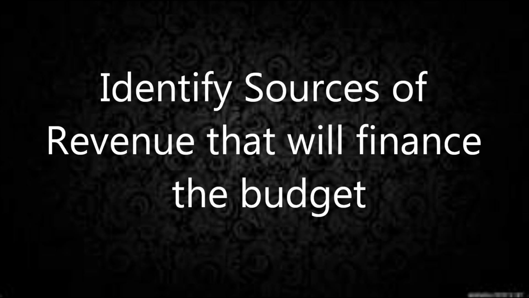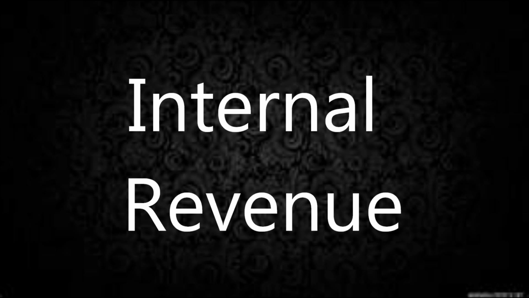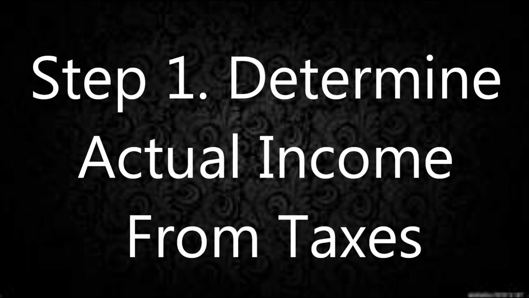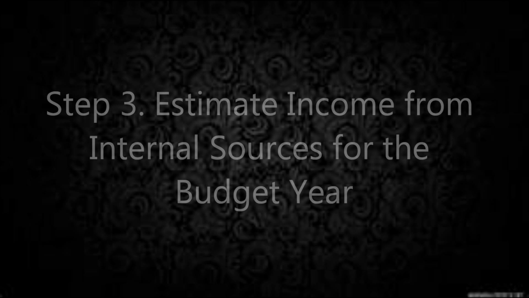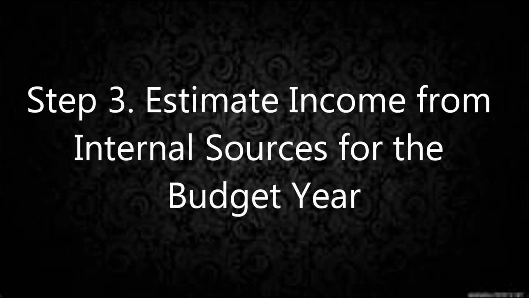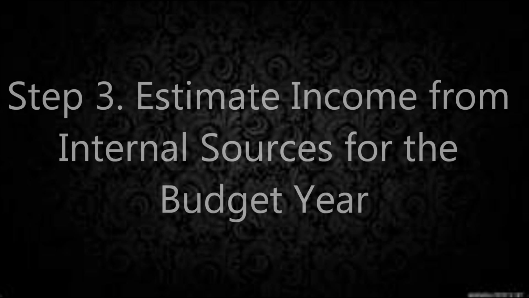Identify sources of revenue that will finance the budget. First is the internal revenue. There are 3 steps in identifying sources and internal sources. First, determine the actual income from taxes. Step 2. Determine actual income from operating and miscellaneous revenue. And lastly, estimate income from internal sources for the budget year.